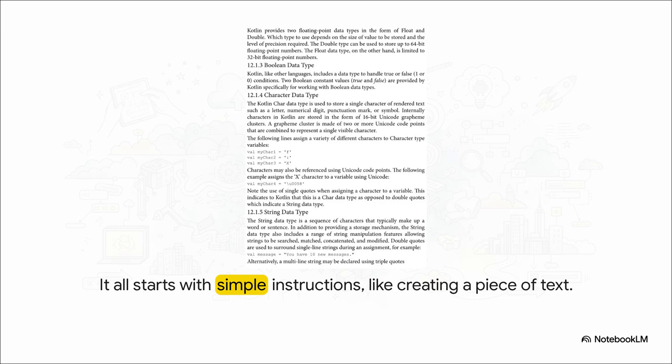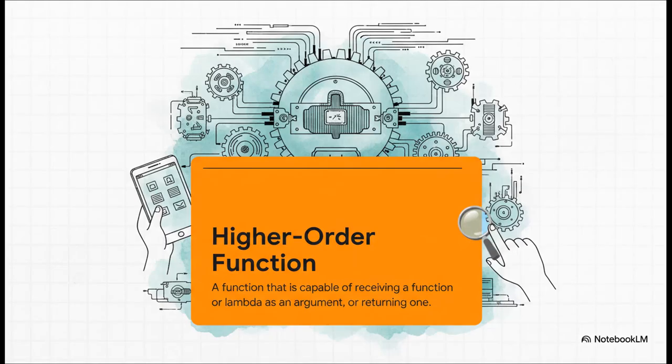Just look at this example here. All that line of code is doing is saying, hey, create a little box in memory called message, and inside it, store the text you have 10 new messages. That's it. Every complex app you love is just built from thousands and thousands of these simple little instructions, all stacked together. Okay, so starting simple is great, but from there, Kotlin gets really powerful.